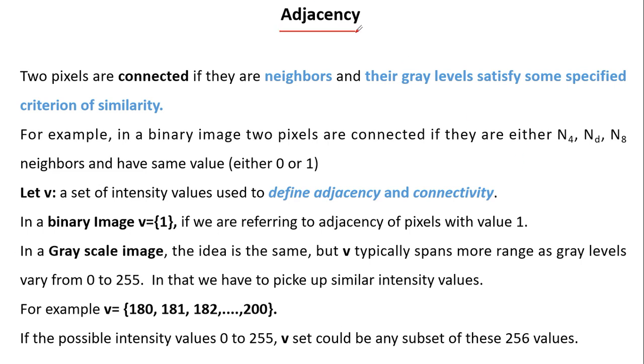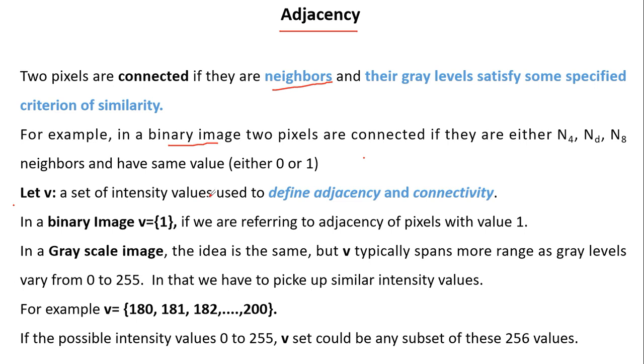Next concept is adjacency. 2 pixels are connected if they are neighbors, but that is not the only sufficient condition; they must be neighbors and their gray levels must satisfy some specified criteria of similarity. For example, in a binary image, 2 pixels are connected if they are in N4(P), ND(P) or N8(P) neighbors and have the same value, that is either 0 or 1, because in a binary image only 2 values are there, 0 or 1. So they should be neighbors and they should have a similar value.